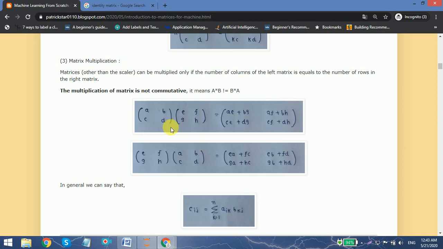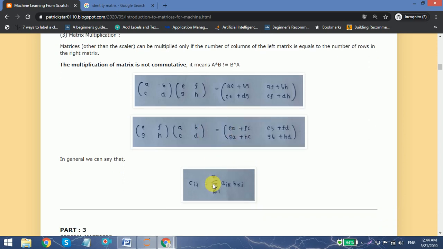Okay, and you can see that, let's say this matrix is the A matrix, and this matrix is the B matrix, then multiplication of A and B is not equal to the multiplication of B and A. You can easily see it here. So we can say that multiplication of matrices is not commutative. Okay, so now let's see how we are going to find these values here.